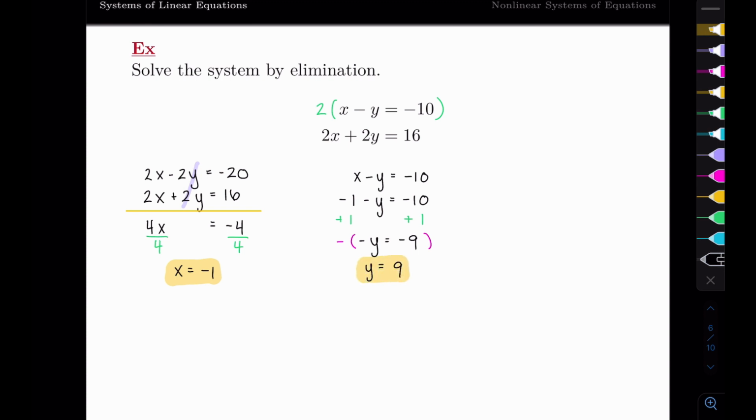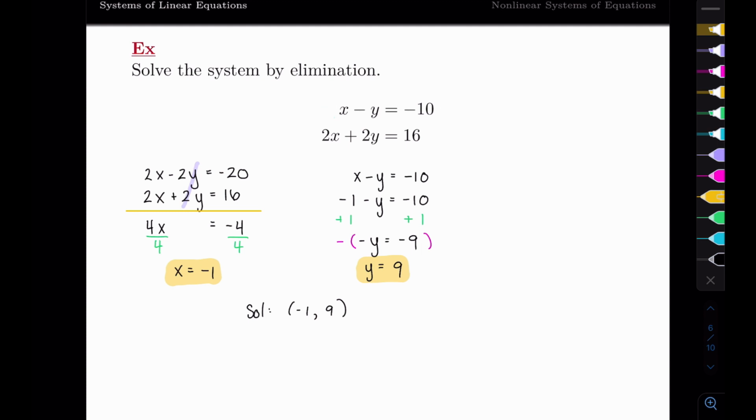So again, we have a single point that satisfies both equations. My x is negative 1, and my y is 9. Okay? And again, I didn't have to go through this elimination process.